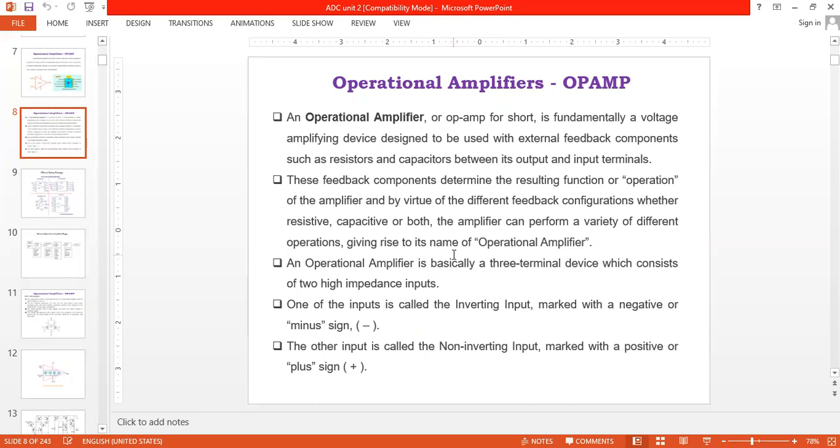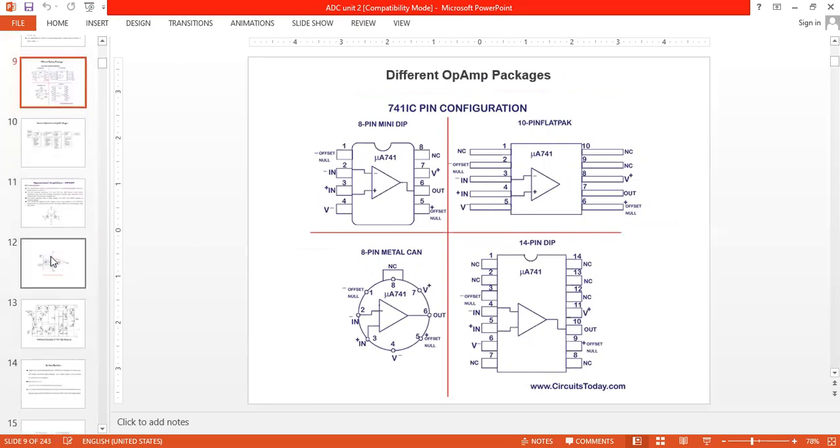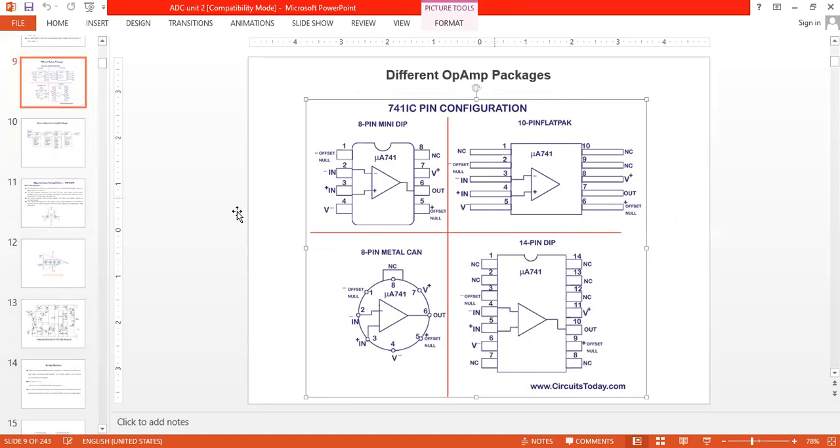The operational amplifier is fundamentally a voltage amplifying device designed to be used with external feedback components such as resistors and capacitors between the input and output terminals. It has two input terminals, one is the inverting terminal, another one is the non-inverting terminal. If you give input at the non-inverting terminal, there is no phase shift in the output. But if you give input at the inverting terminal, it has a 180-degree phase shift in the output. These are the different configurations and specifications of IC741 in the different packages.